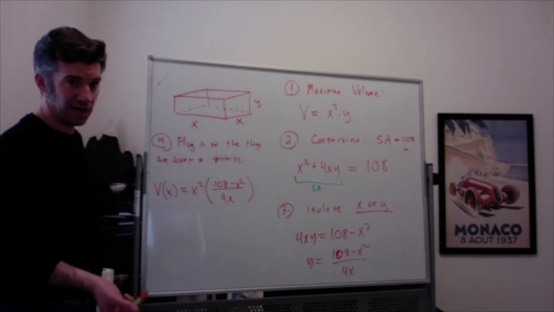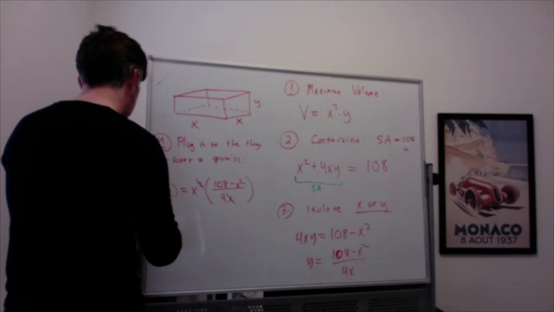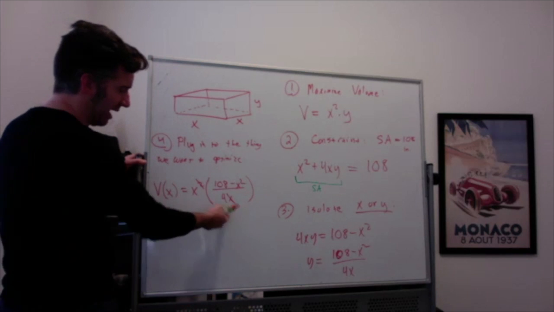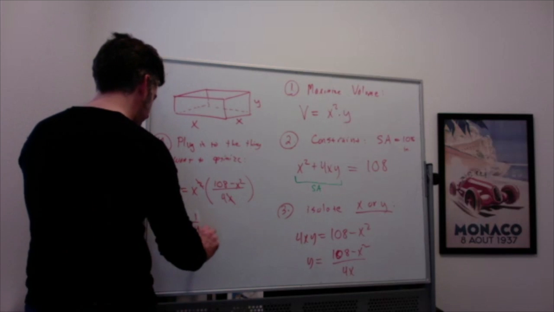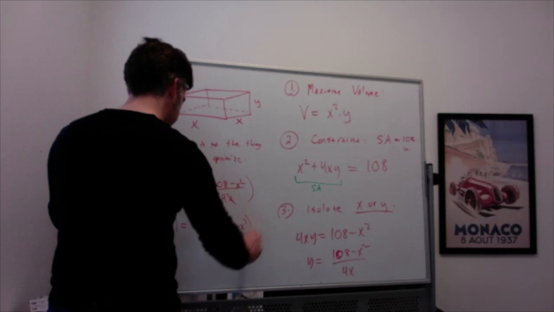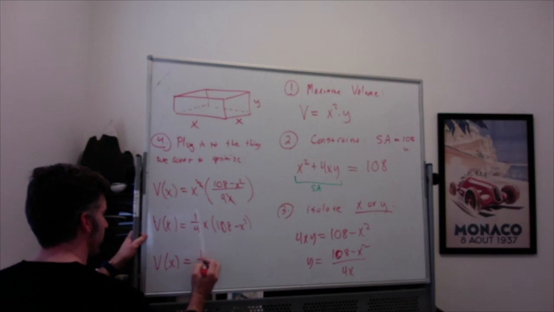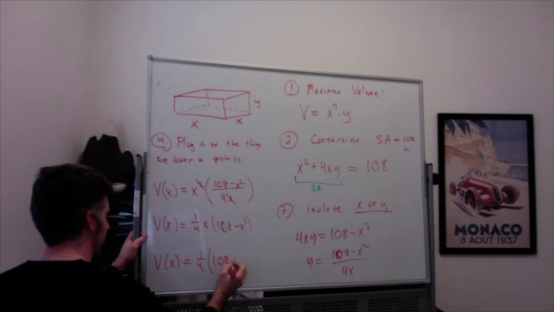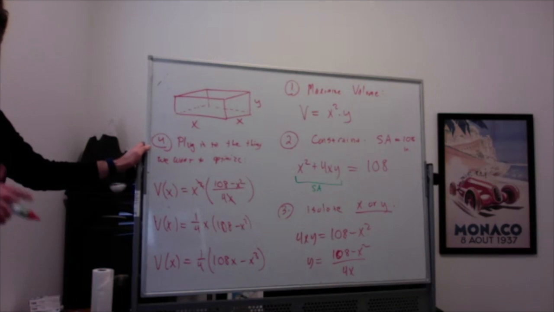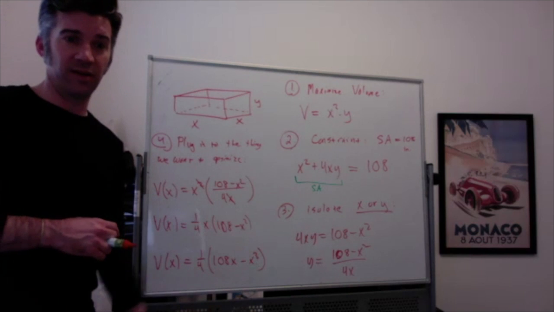You'll notice our lives are a little easier. We can cancel an x here and an x there. So I could really write this as volume equals, I'd probably factor out the 1/4 and write it as 1/4 times x times 108 minus x squared. Or really, I'd probably distribute the x and write it as volume equals 1/4 times 108x minus x cubed. Because I know I want to take the derivative of this, and I'm trying to make my life as easy as possible by simplifying this in a way that's going to make it easy to differentiate.